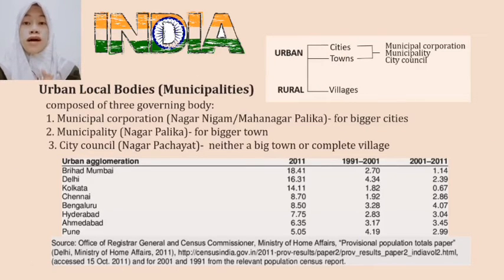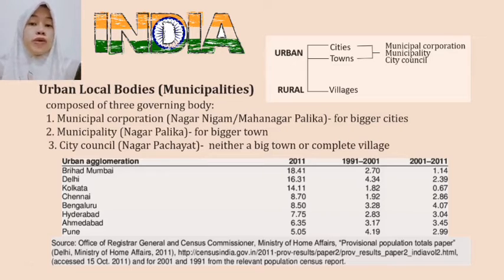First, urban local bodies are composed of three governing bodies: the municipal corporation, known in India as Nagar Nigam or Mahanagar Palika; then the municipality, also known as Nagar Palika; and then the city council, also known as Nagar Panchayat. All these are based on the population of a place.